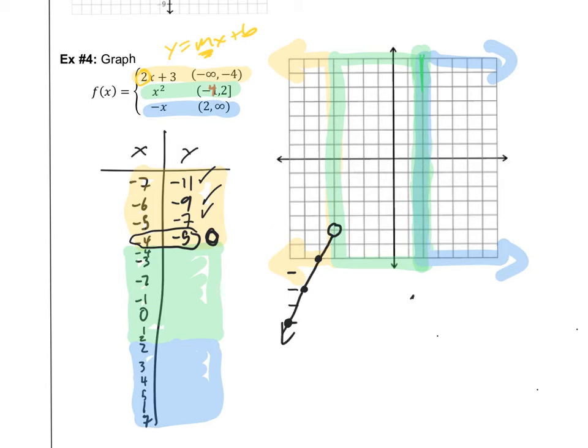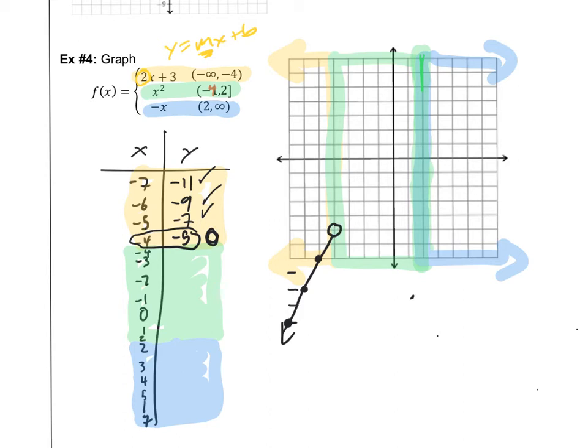And you can see, if this line was to keep going, it would go up by 2, up by 2, up by 2, up by 2, until it would hit the y-axis at 3. But it doesn't go that far. It stops at negative 4. It stops right here, and now we go to the green function.